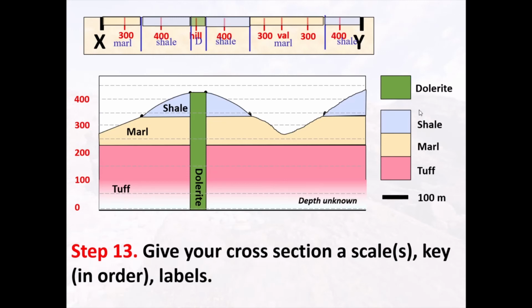You also need to have a key in stratigraphic order, so our tuff, our marl, our shale in our key are in the same order as they are in stratigraphy. And then I've separated out our igneous intrusion from our stratigraphy to show that it's a different sort of feature. It's not a bed within those beds, it's something that's cut across them. And then you've basically done your cross section.